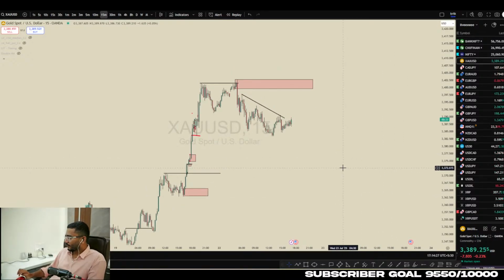Hello, how many pairs should one focus on? At least maximum 2 to 3 pairs.